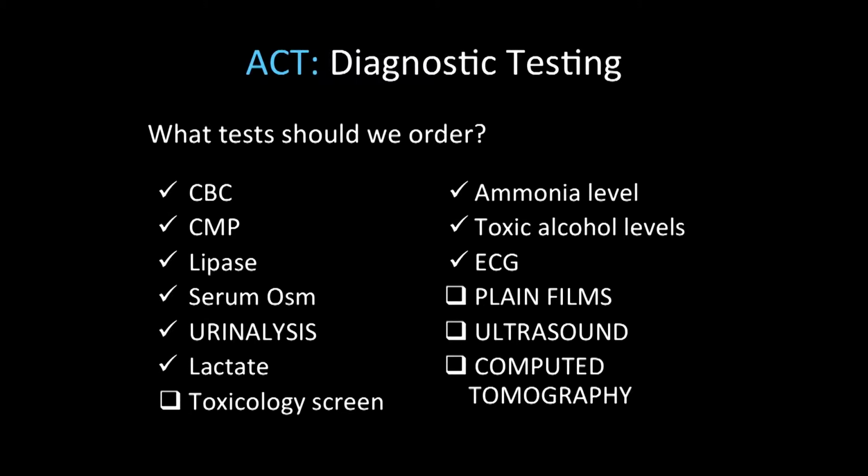The lactate can be used as a marker of illness severity. Certainly if he has an infectious process, we would be concerned about sepsis if his lactate was elevated. I also chose the ammonia level because of his level of somnolence. He has stigmata of chronic liver disease and is therefore at risk of having hepatic encephalopathy. We can check toxic alcohol levels, particularly if we find an osmolar gap or an anion gap acidosis.